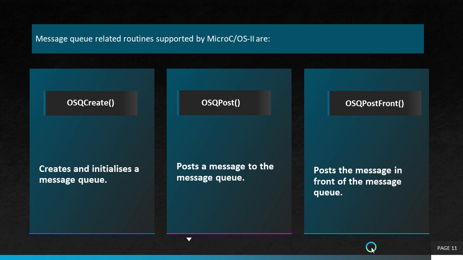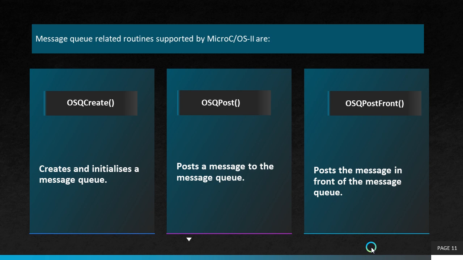Then next is the related routine OSQPost. It is used for posting a message to the message queue. It consists of two parameters: the first one is a pointer to the message queue, and the second is a pointer variable that points to the message. In OSQPost, if there is no space for a new message in the message queue, the message posting will fail. The message queue follows a FIFO structure for its operations, that is, first in first out.